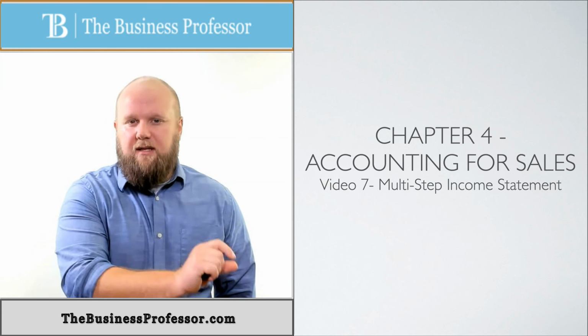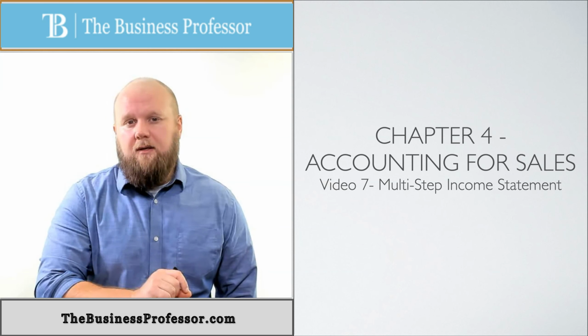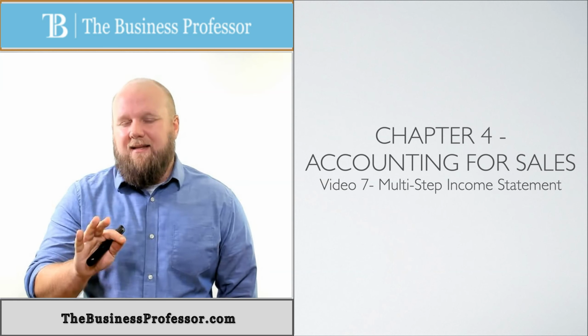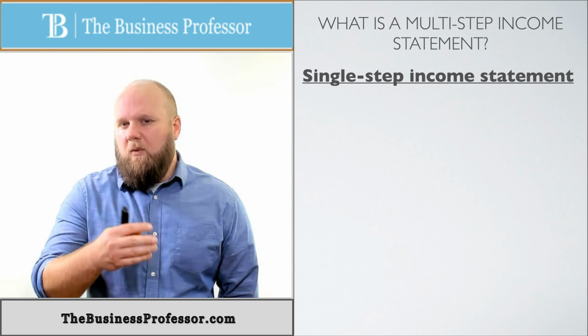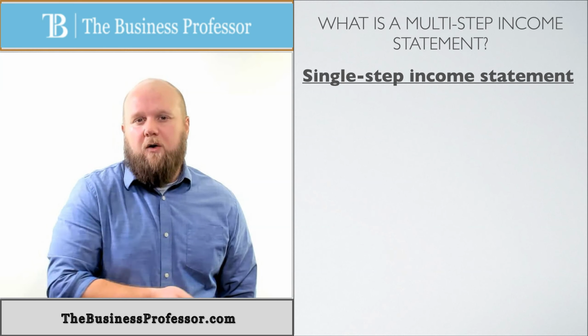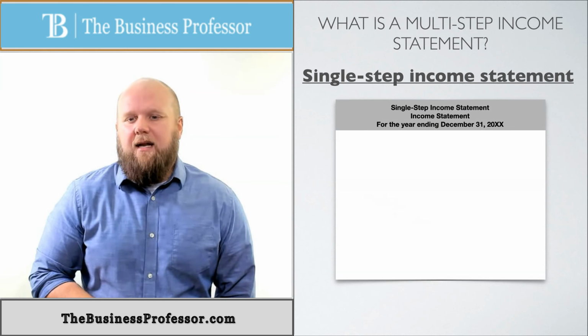It's a little bit different than the income statement that we talked about in Chapter 1 and that we used in Chapter 2 and 3. This is slightly different. I want to show you what the old one looks like. The single step, what we call the single step income statement, that's what we know. That's what we've been doing up to this point. And it looks something like this.